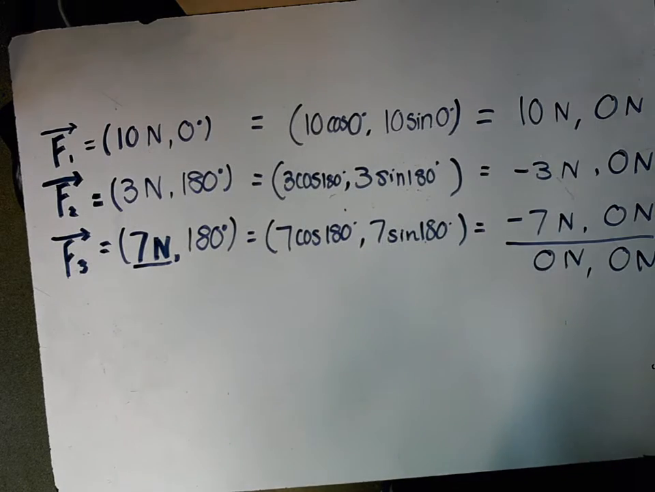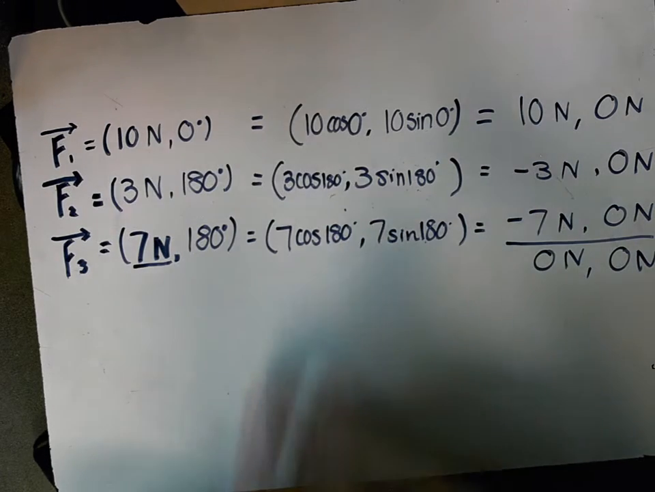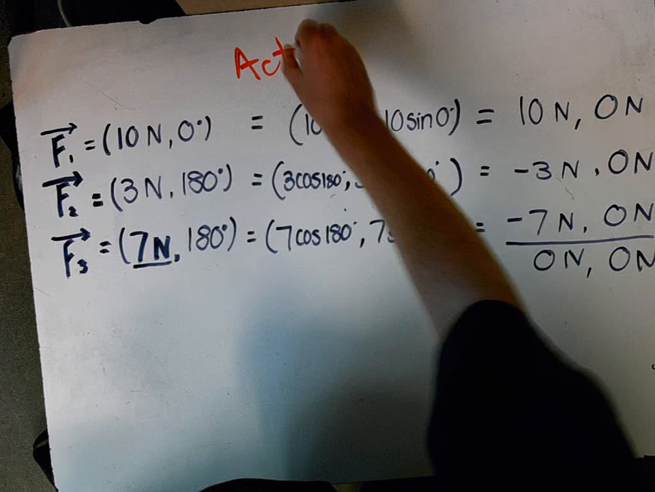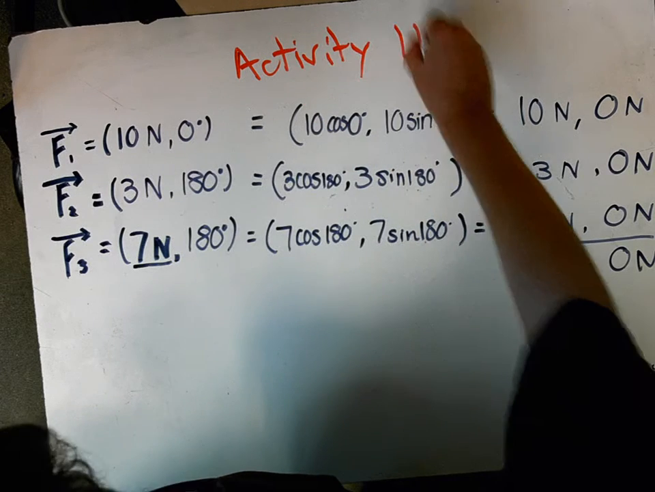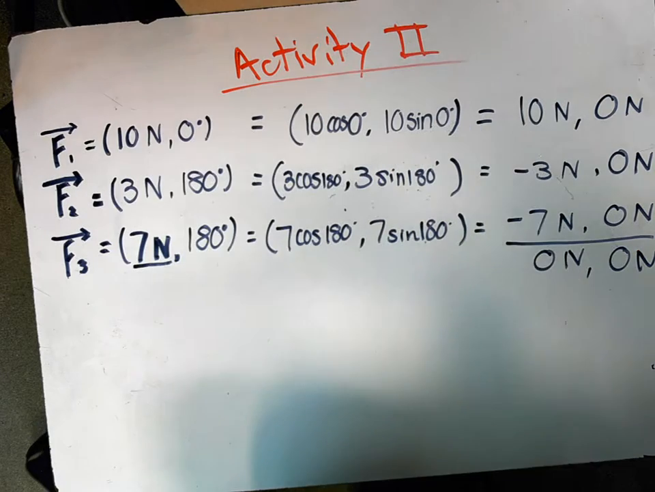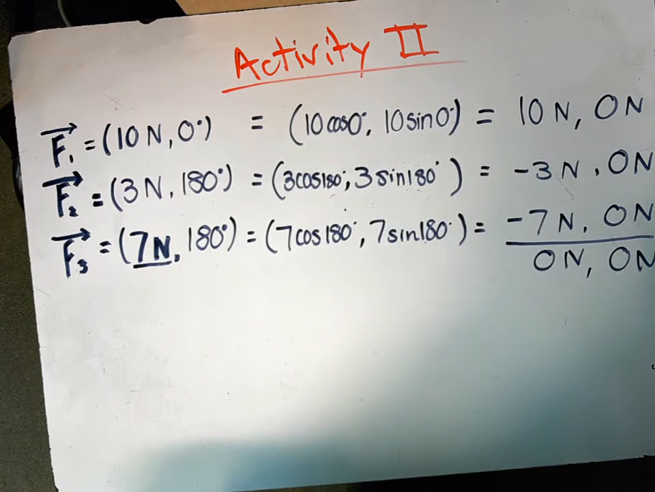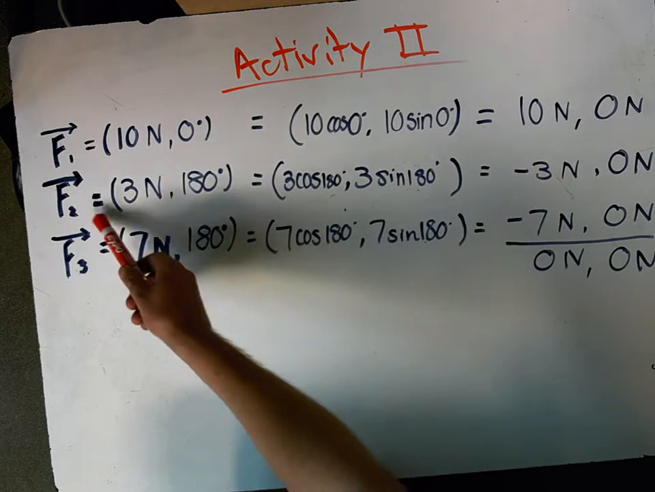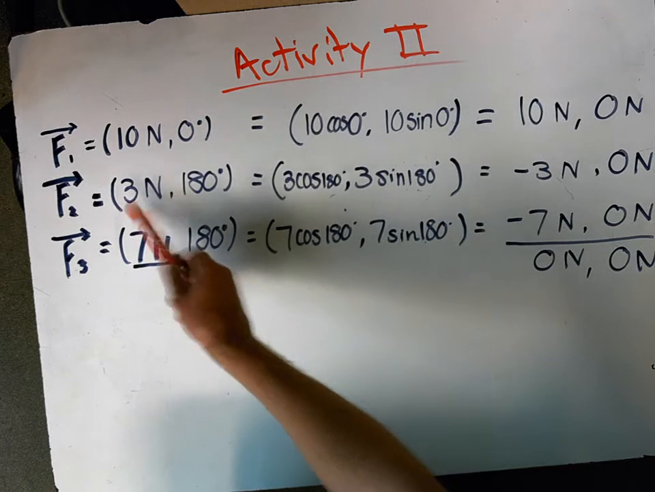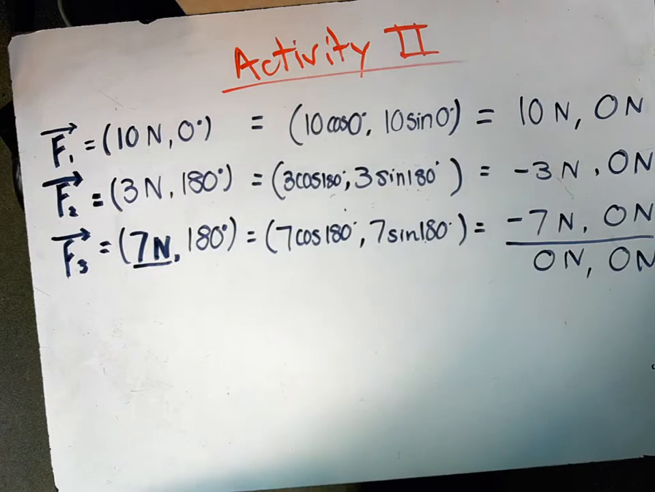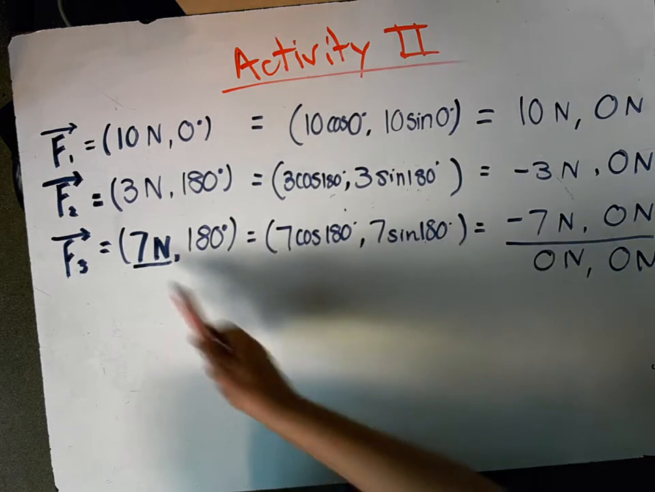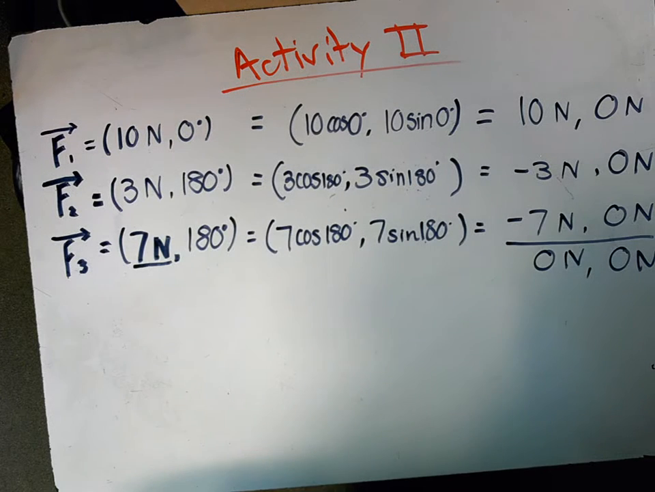Okay, for activity 2, this is what one group got. Let me, activity 2. Okay, so we said that F1 was 10 newtons at 0 degrees, and F2 was given to be 3 newtons at 180 degrees. Now, I hope you actually measured it. I went around and looked at all your whiteboards, and you all got 7 newtons at 180 degrees.